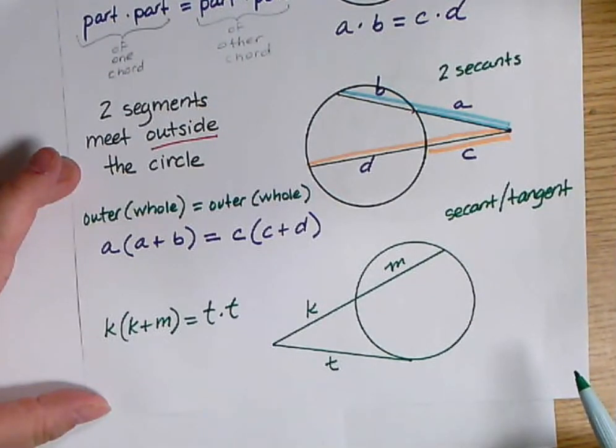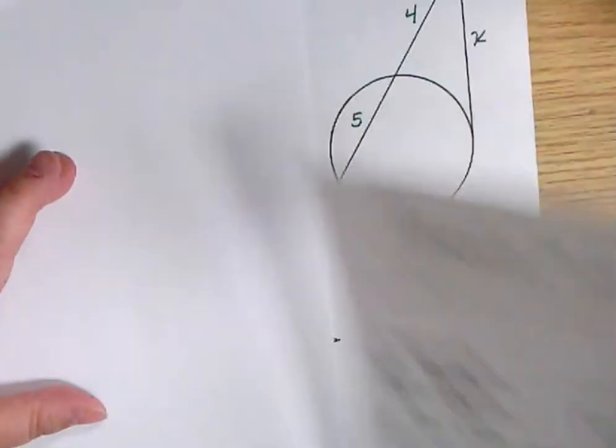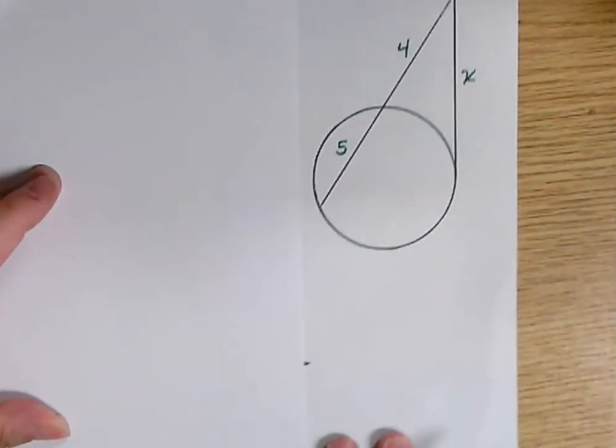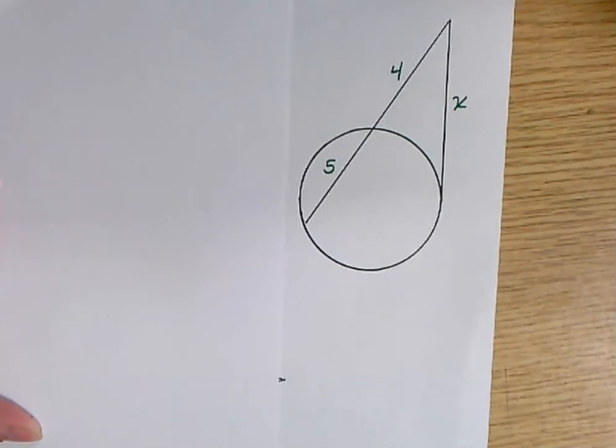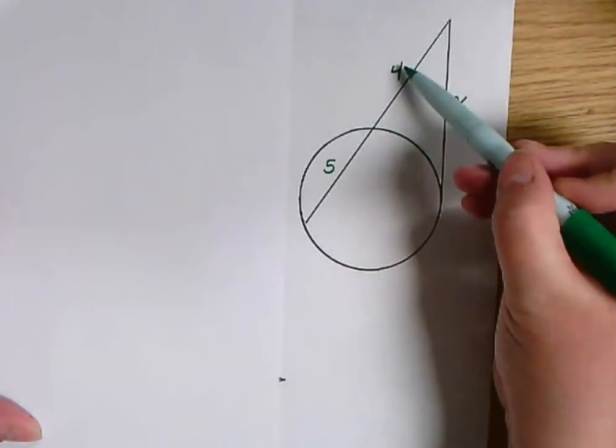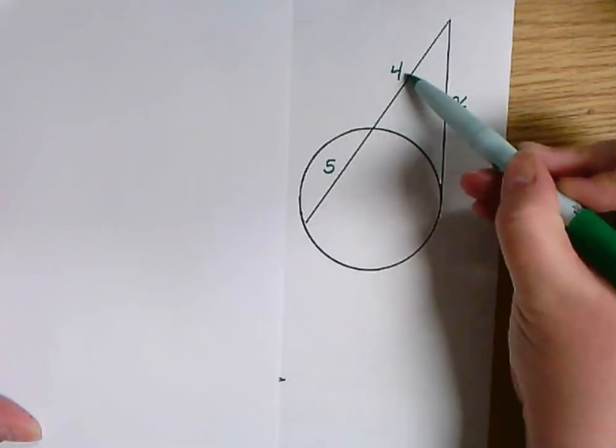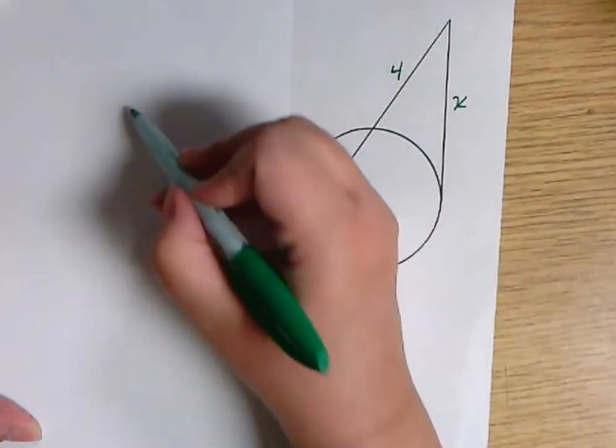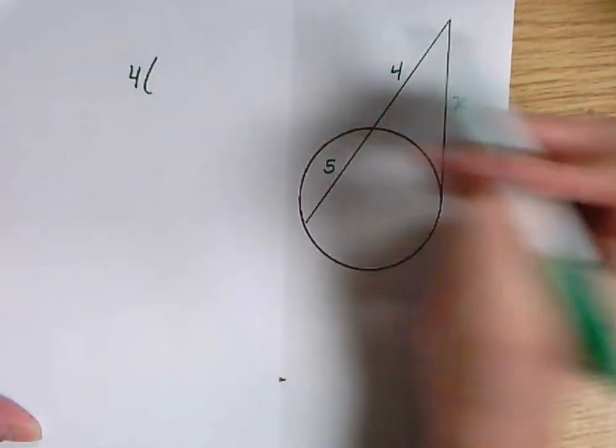So that ends up being squared, basically. That gives me a t squared. So let's go back to our problem and apply that. Same rule, just applied a little bit differently. Outer part times whole thing. That's going to be 4 times the whole thing, which is 4 times 4 plus 5.